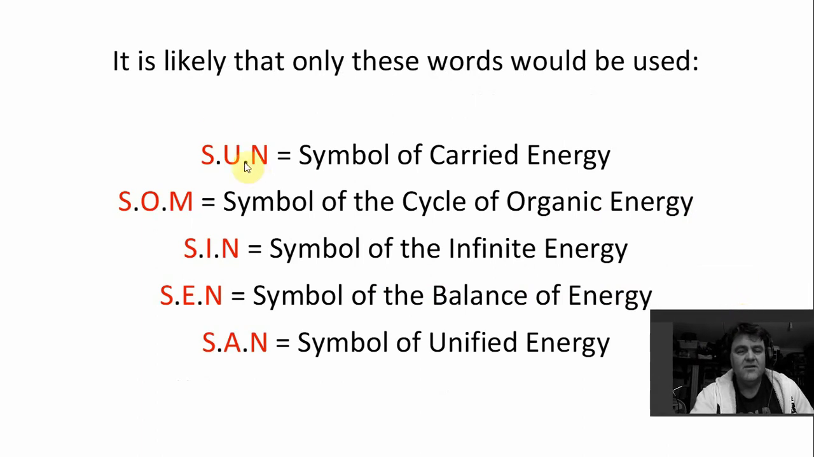But we would have the other vowels represented. So we'd have the S-U-N for the sun, the S-O-M for us, the S-I-N, the sin, which is the symbol of the infinite energy, and then the S-E-N would be the symbol of the balance of energy, and the S-A-N, the symbol of unified energy.